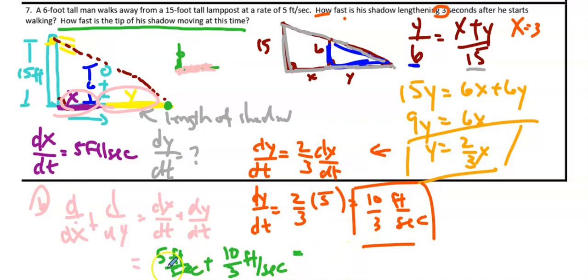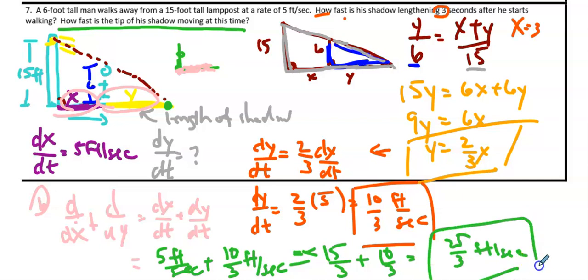So anyways, again, adding fractions with common denominators. I'm going to go ahead and do this without much thought. So 5 is the same thing as 15/3, plus 10/3, and so I'm going to get 25/3, and again, feet per second. Okay, so that is video number 2, ladies and gentlemen, and I hope that makes sense.